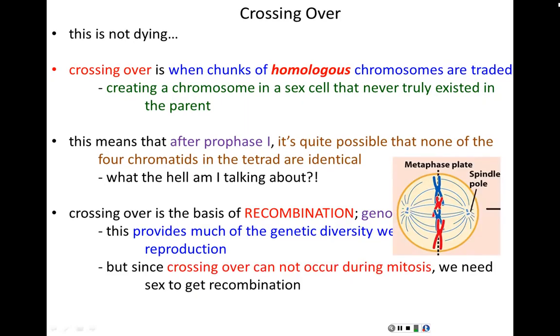But crossing over can't occur in mitosis. Why? Think about that. Why can't crossing over occur in mitosis? This image on the slide right now is a dead giveaway hint. Homologous chromosomes never occur side by side in mitosis. They only line up single file.